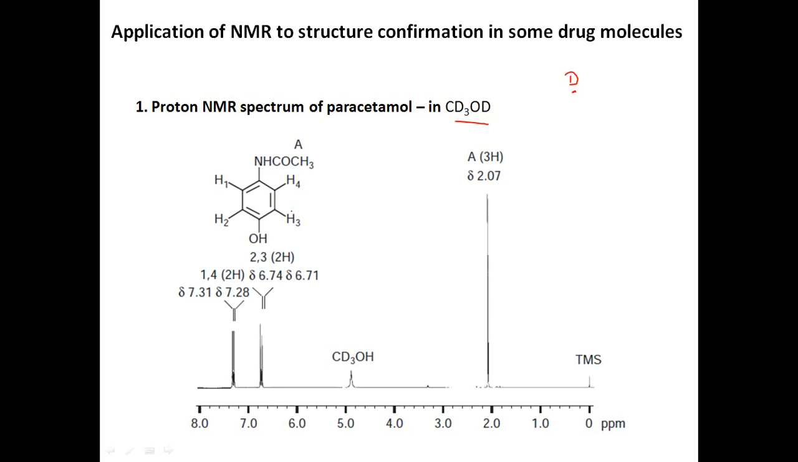So this is the NMR spectrum for paracetamol, where you can see the methyl showing a peak at 2.07 ppm, and it is a singlet because there is no neighboring proton here.